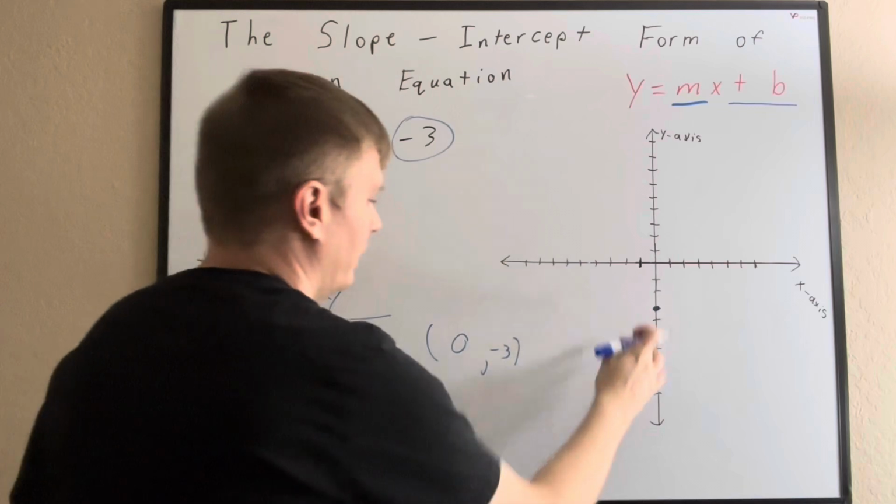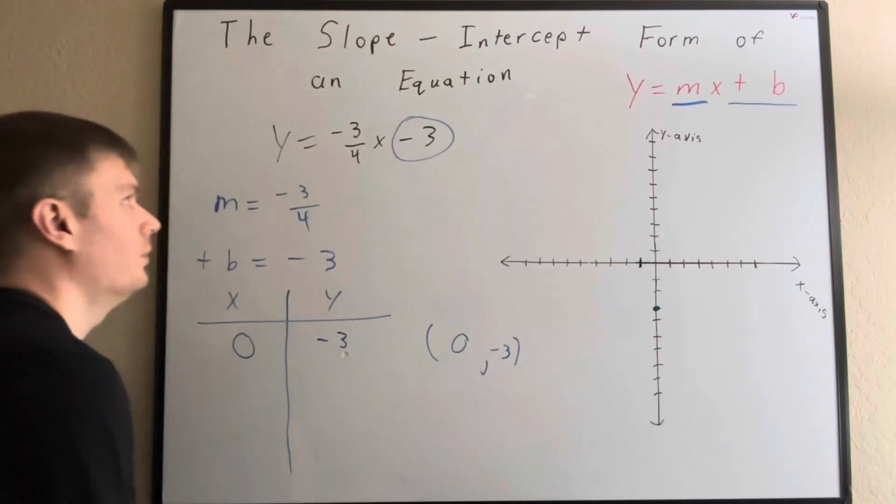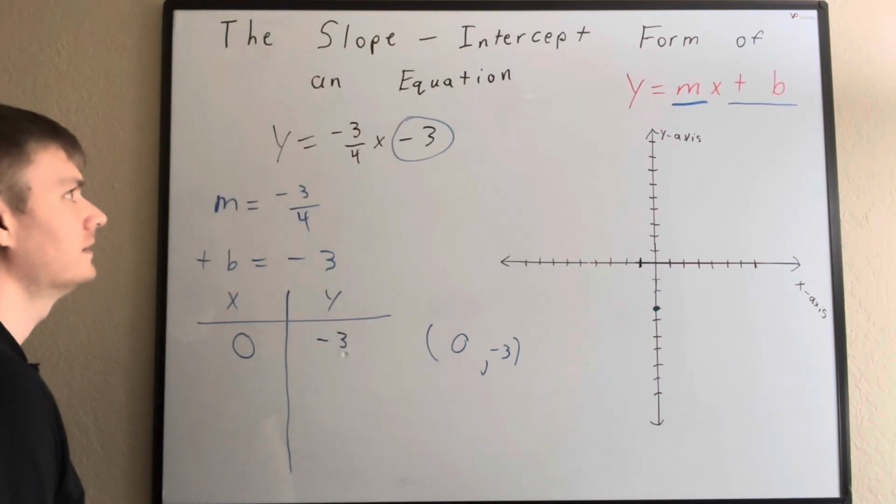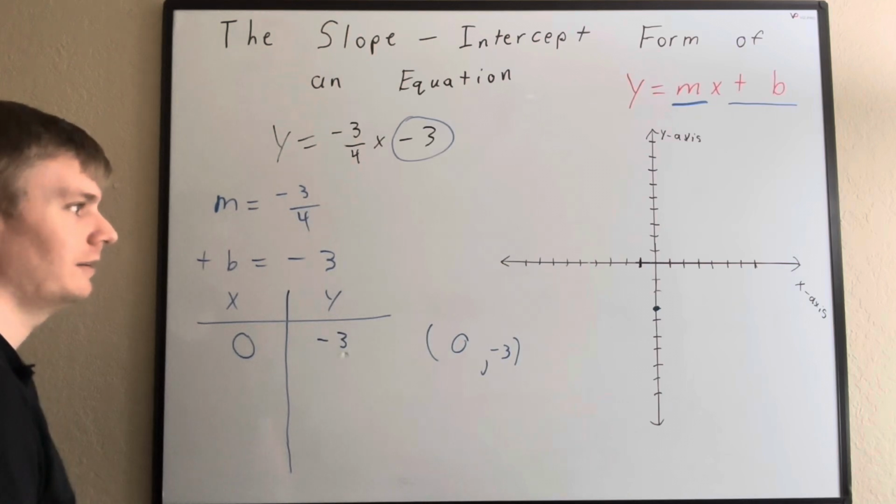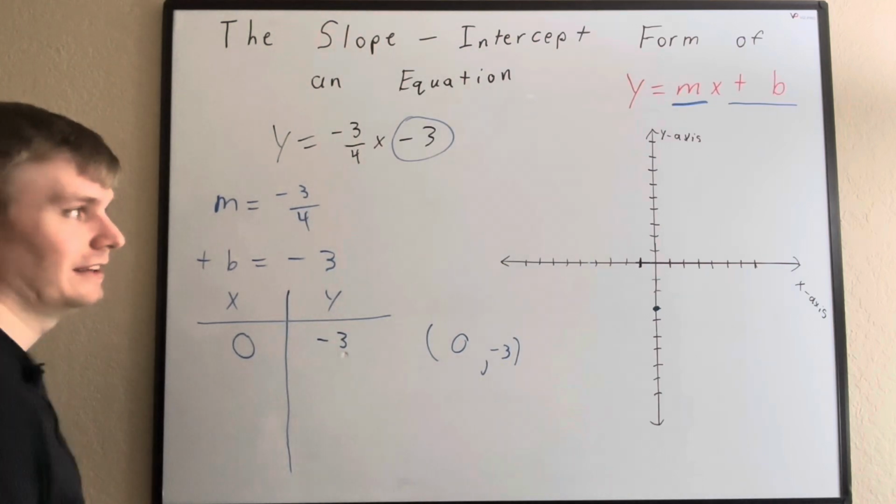Okay, so we have 1 point. Now what do we do? Well, this is why I like the slope-intercept form, because now we just use the slope to find the next point.